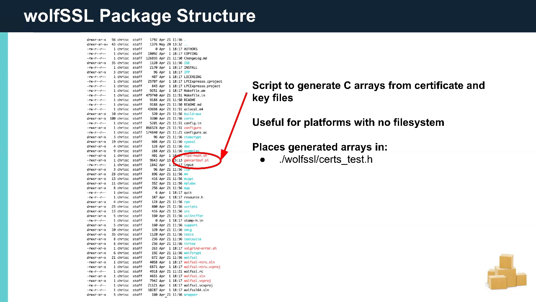gencertbuff.pl is a Perl script. Oftentimes, a good amount of embedded devices won't have a file system, so you need a way to get your files converted into a C array. This is one route to do that. You can modify this. It'll generate a header file called wolfSSL/certs_test.h and essentially convert your files for keys and certs into C arrays or buffers.